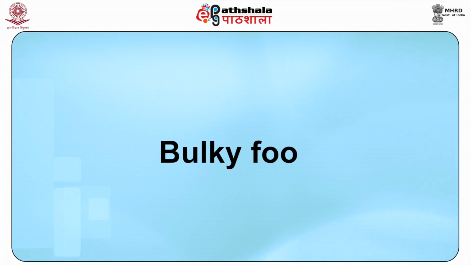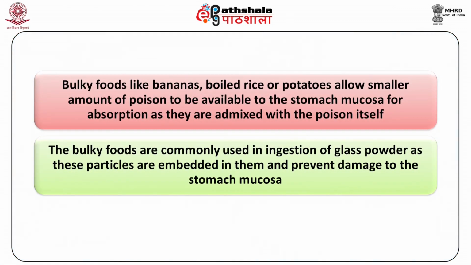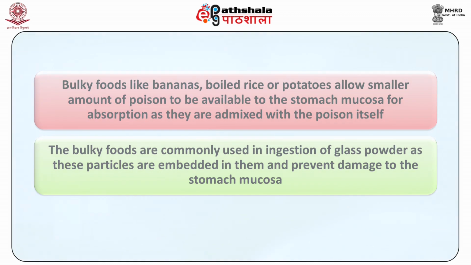Bulky food. Bulky foods like bananas, boiled rice or potatoes allow a smaller amount of poisons to be available to the stomach mucosa for absorption as they are admixed with the poison itself. The bulky foods are commonly used in ingestion of glass powder as these particles are embedded in them and prevent damage to the stomach mucosa.